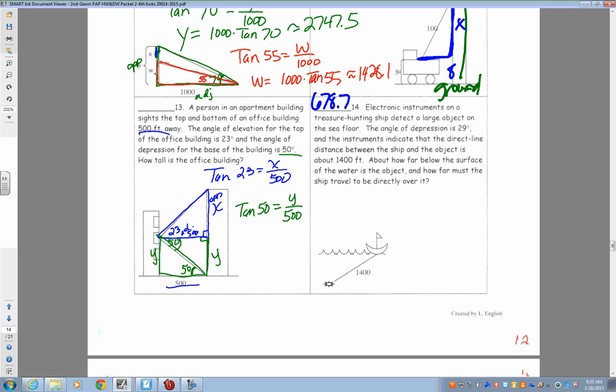You multiply. So you need to find x by doing 500 times the tangent of 23. This is showing calculator ready. And you need to find y by doing 500 times the tangent of 50. And then if I add the two together, the height of the building, to find the height, you're just going to add x plus y. See if you got that.